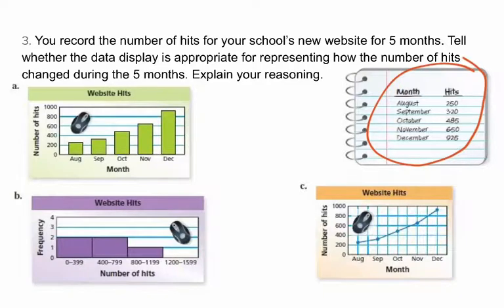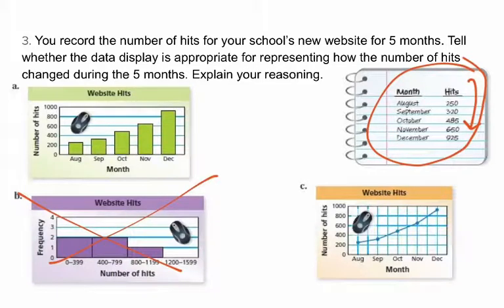All right, so if we look at the number of hits, just in our recording here, we can see that the number of hits is going up each month. Now, which one of these can we rule out right away? Hopefully we're saying B. Because does that really show what we're trying to look at? The number of hits and how it changed over 5 months? No, I don't even know how many months that is. I can see the number of hits and how often it falls in that category, but the months are totally lost. So now I'm down between A and C.